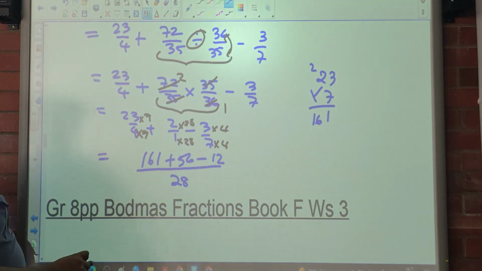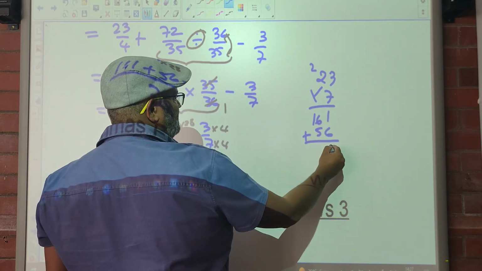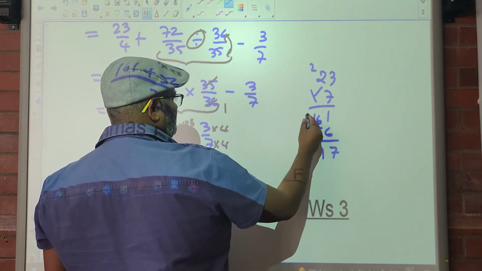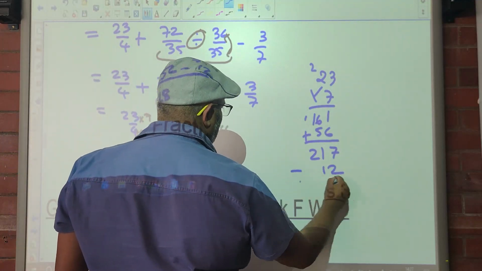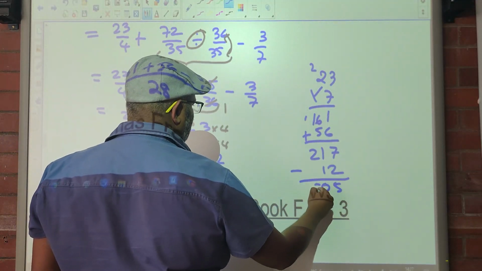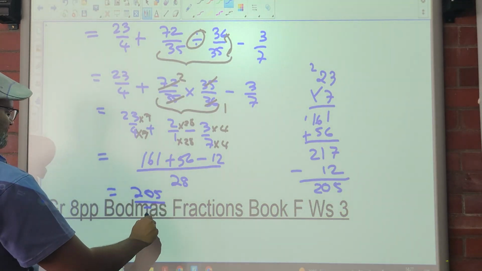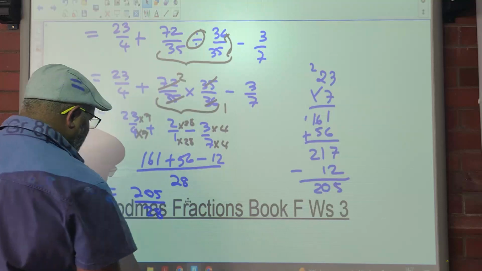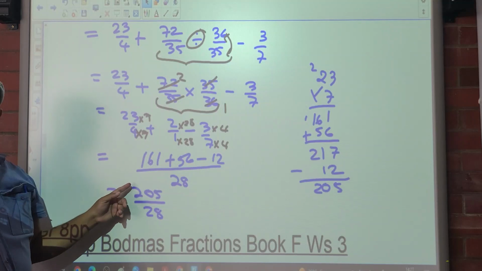Now 161 plus 56 gives us 217. 217 minus 12 gives you 205. So it will be 205 over 28. Now what are the factors of 28? 1 and 28, 2 and 14, 4 and 7. Of course 2 or 4 can't go into 205.